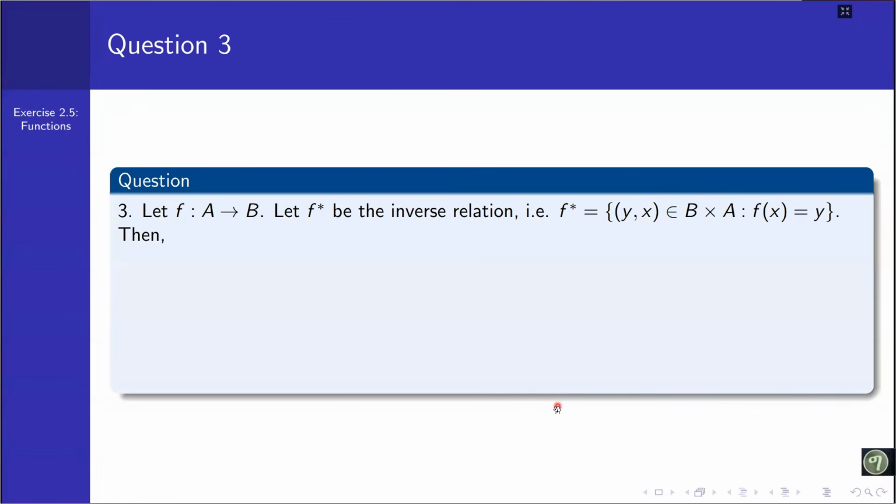Question number 3. Let f be a function defined from A into B, and let f star be the inverse relation, that is f star is equal to the set containing yx, which is an element of B cross A, such that f of x is equal to y.